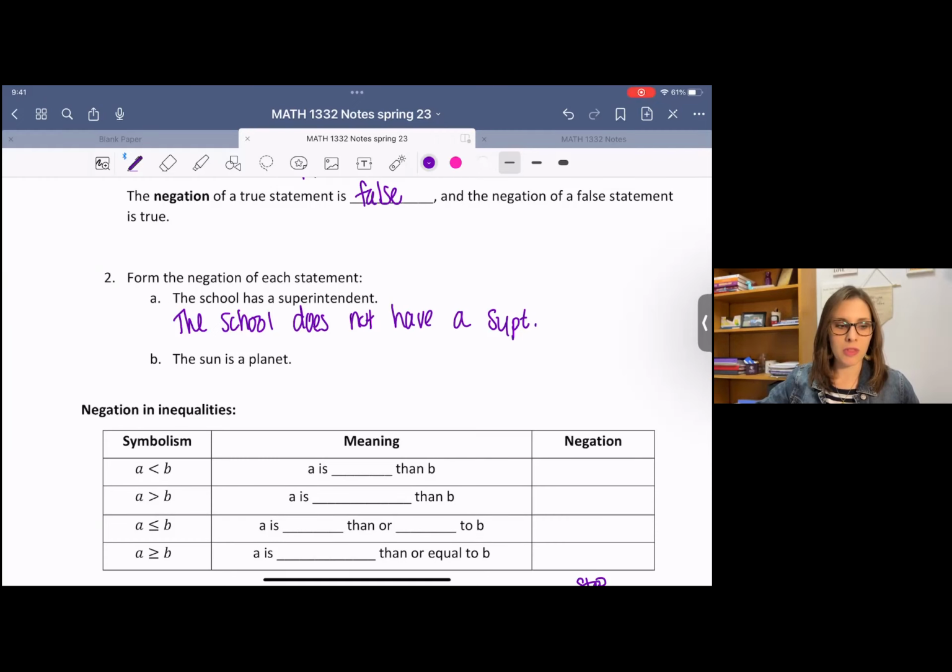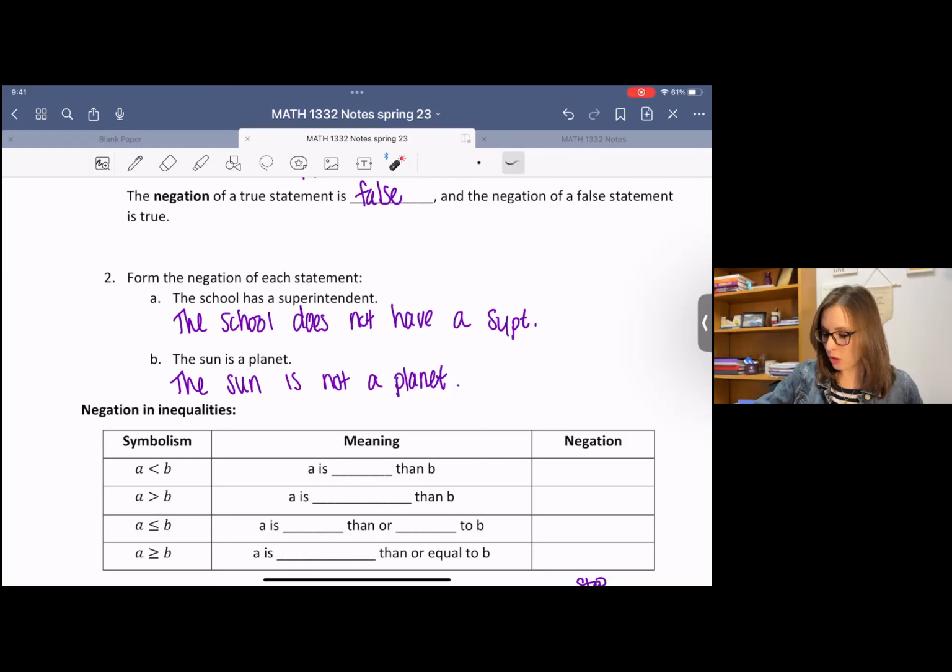Now try the second one. The sun is a planet. Go ahead and negate it, pause it, try it, come back. We would say the sun is not a planet. Again, we don't want to change the word planet. We want to leave those words the same. We just want to change is to is not.